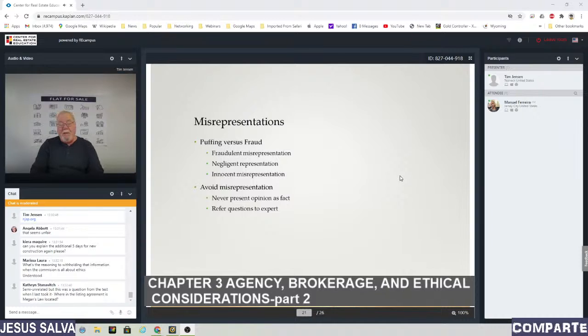So in the case of liability here, fraudulent misrepresentation is never protected under your E&O insurance because it was intentional. But if it was negligent or innocent misrepresentation, then your E&O errors and omissions insurance will probably cover a claim against you because it was not intentional.